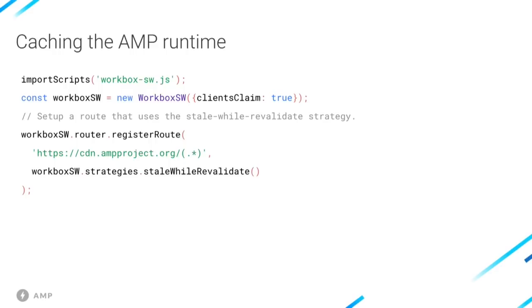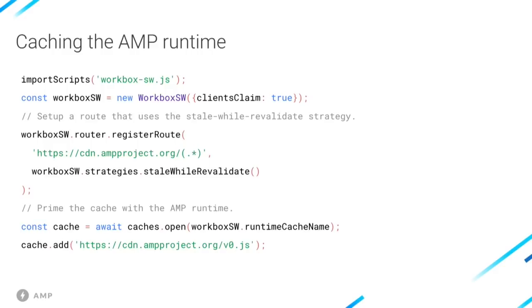So a good practice is to cache the AMP runtime itself using the service worker. This example uses Workbox.js to do service worker caching. First, it creates a fetch handler that intercepts the request for the AMP runtime and uses a stale-while-revalidate strategy to cache it. Then, it primes the cache with the AMP runtime. This ensures that once the service worker is installed, the cache will contain the runtime, even when loading the page for the first time. So for more information on PWA features with AMP, make sure to watch the Progressive Web AMP talks later today.